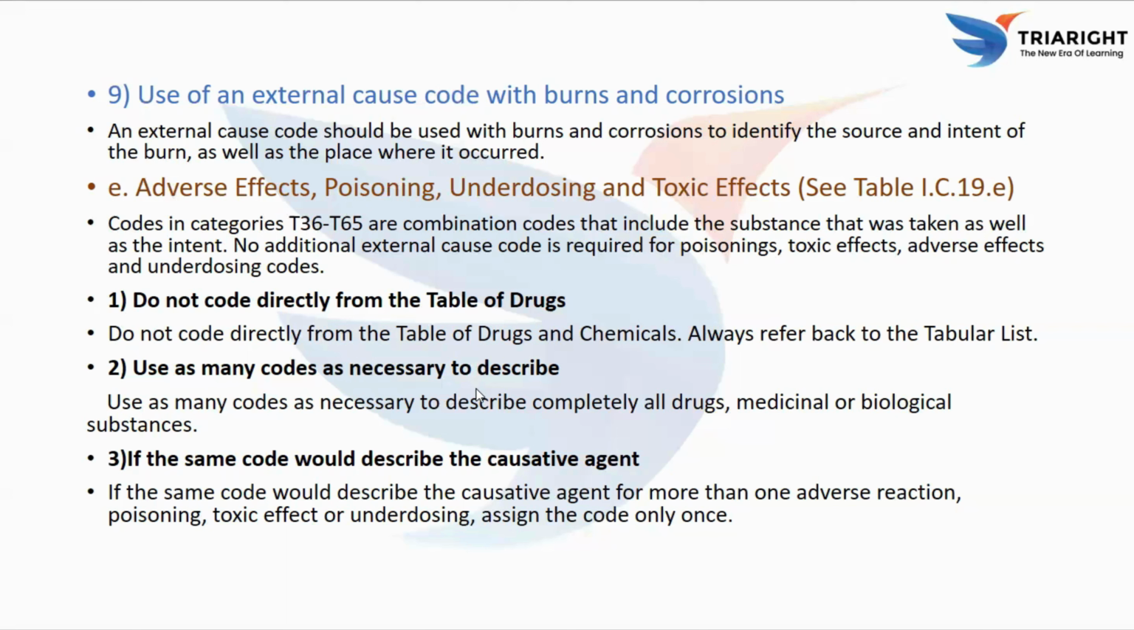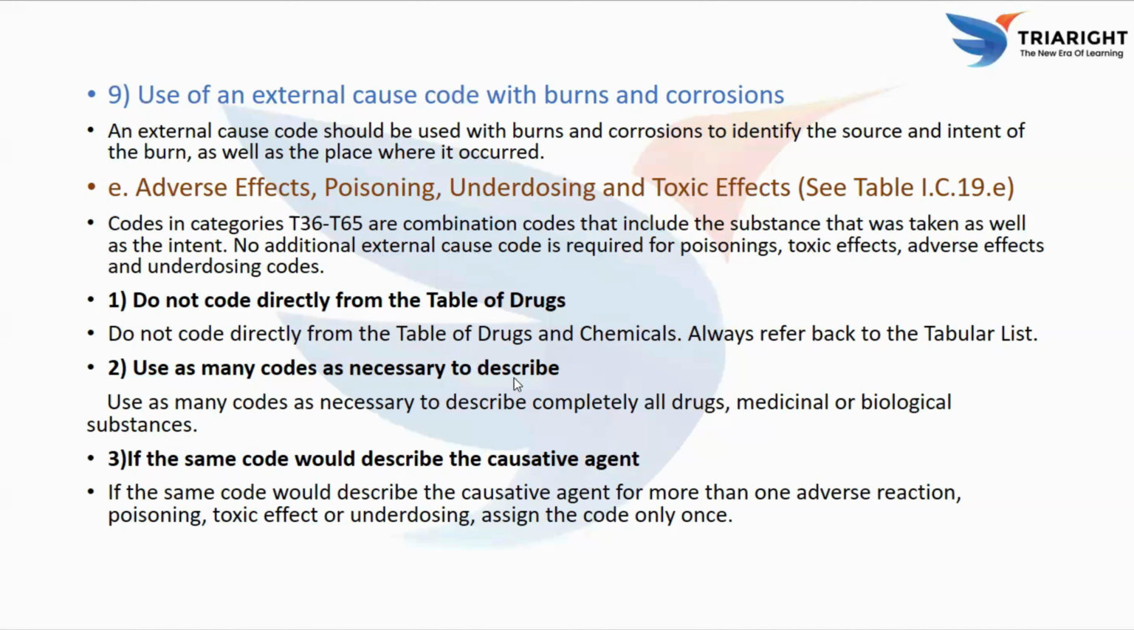So what are the guidelines under adverse effects, poisoning, underdosing and toxic effects? Do not go directly from the table of drugs. Why is this table used? To identify the correct code range and intent. So what is the golden rule here? You should never assign the final code directly from the table. You have to always confirm and assign the code from the tabular list. So the table guides you, the tabular list decides which code is the perfect code.